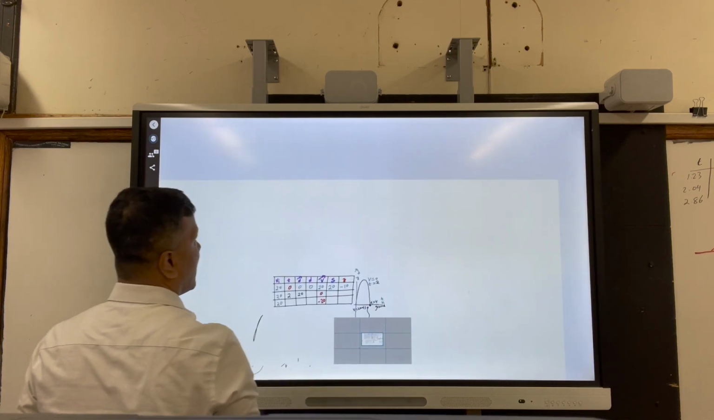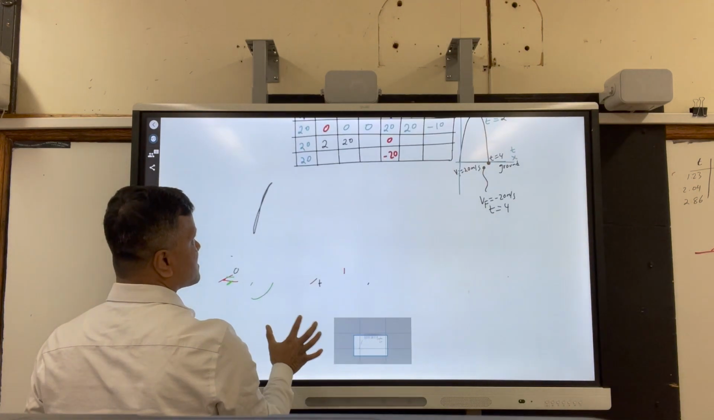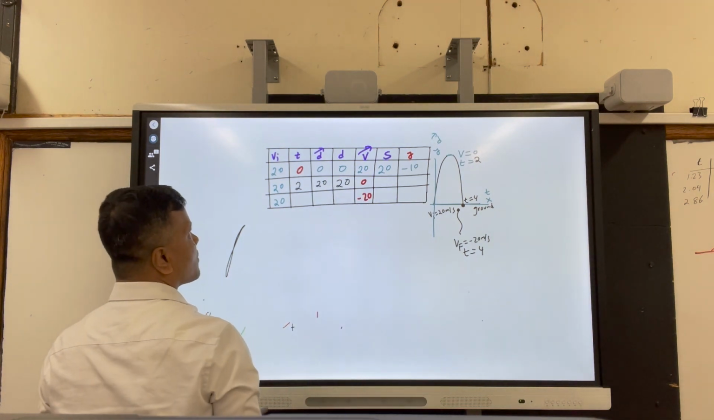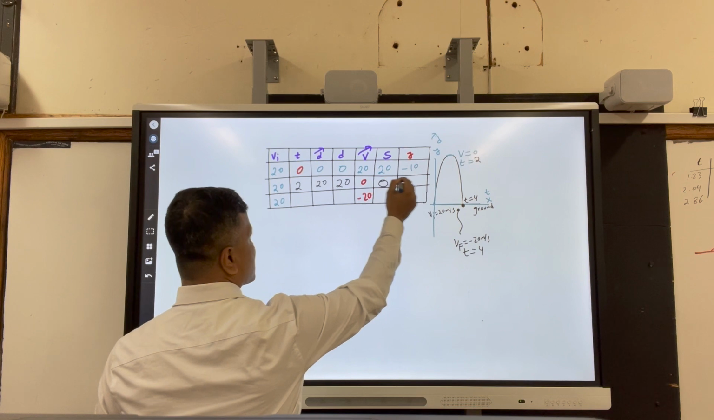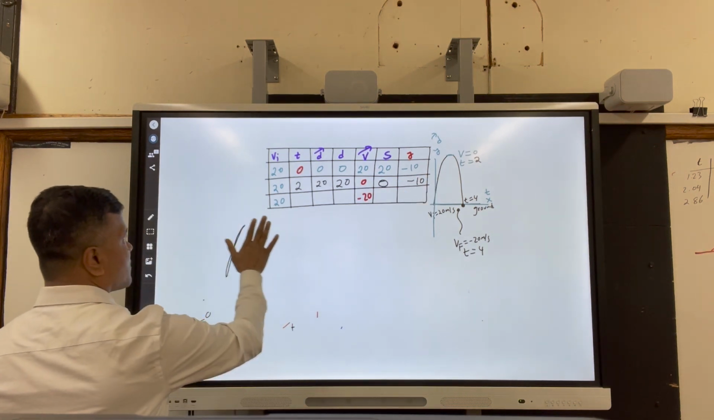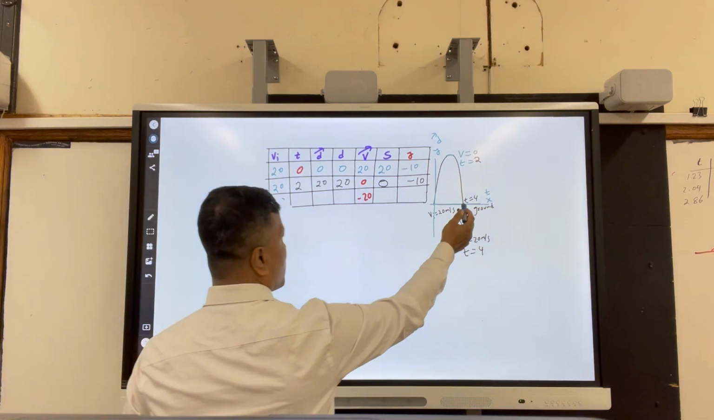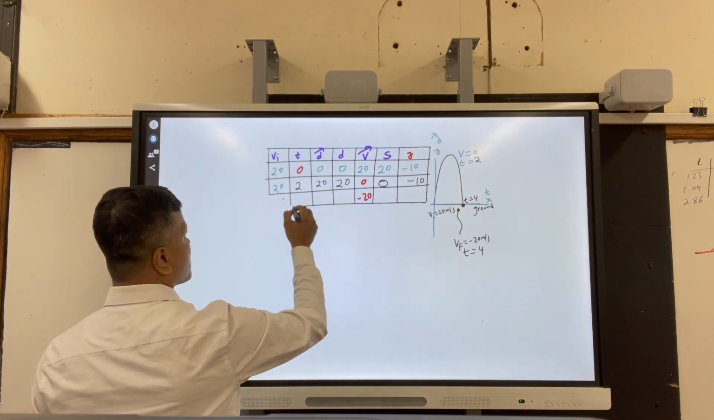Okay, good. What about the distance? The distance is 20. If displacement is 20, distance has to be 20. Speed, okay, velocity is 0, so speed is 0. Acceleration is negative 10. Okay, the last one, velocity is negative 20. We already found the time. Time is 4.